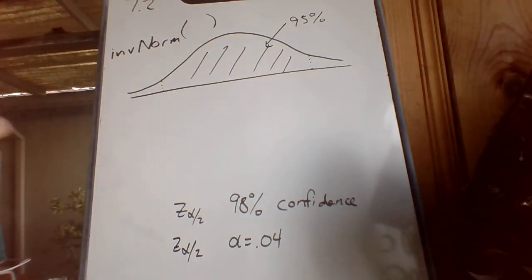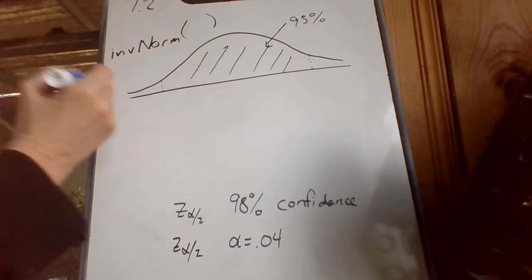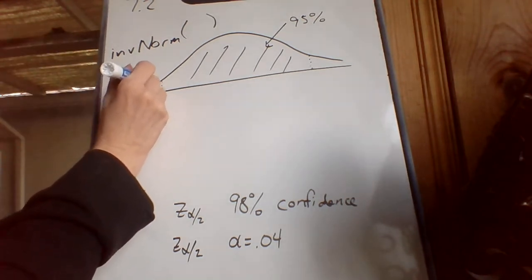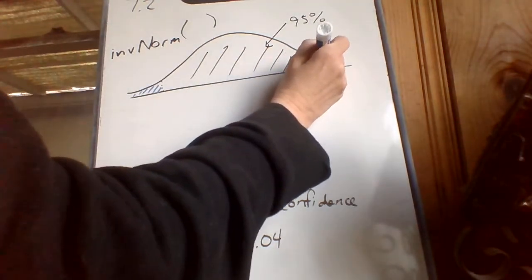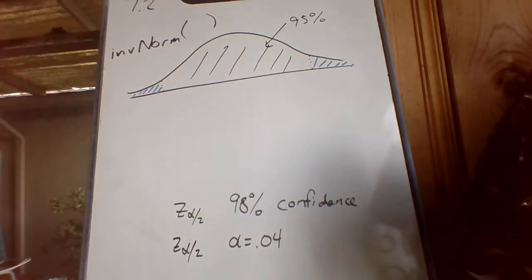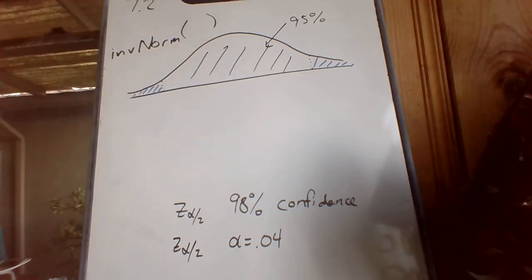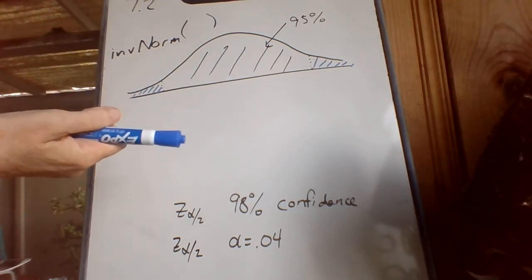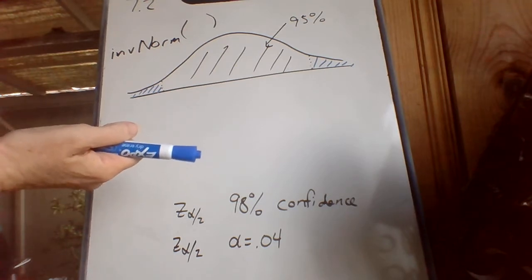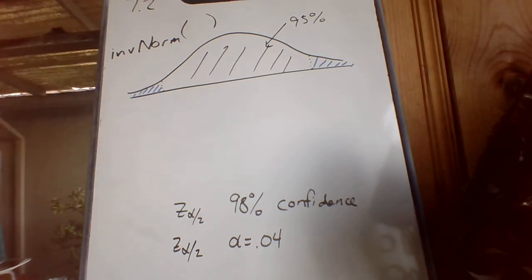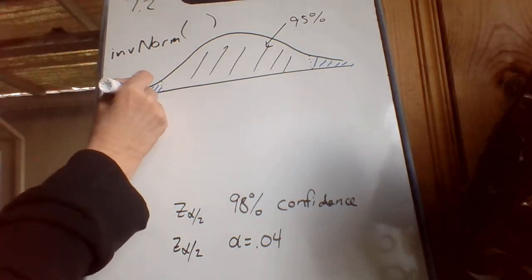And I still can't just invNorm 0.95 because it'll assume it's all left shifted and it won't be the same shape. So what we're going to do here, I kind of touched on this in that other video, is look at the blue stuff. The blue stuff I'm going to call the leftovers. The black stuff that was the problem, that's shaded in. And the blue stuff is the leftover. It is the part that wasn't shaded in. And because this is completely symmetric, the blue stuff all total is 5%. So half of the blue stuff is 2.5%.